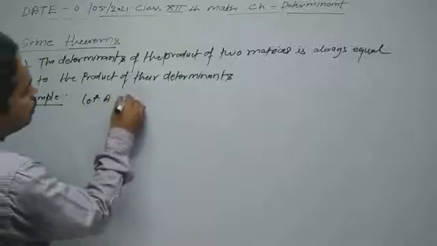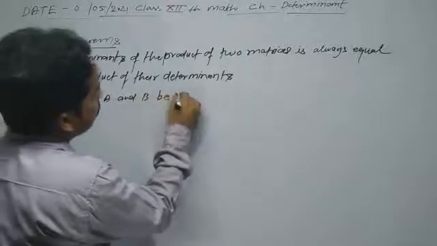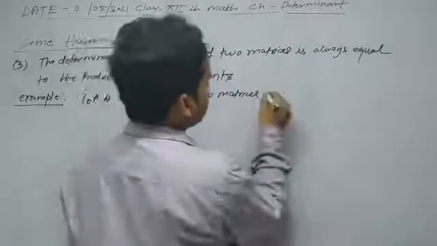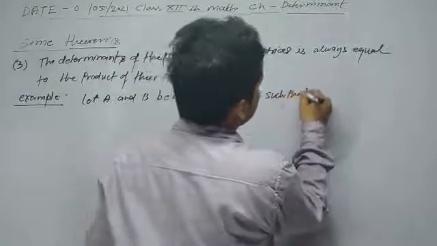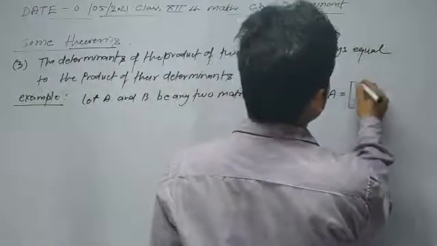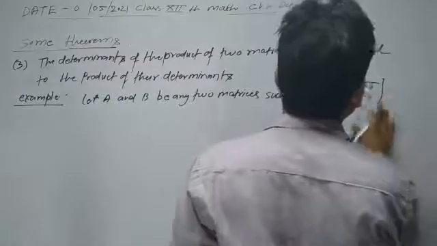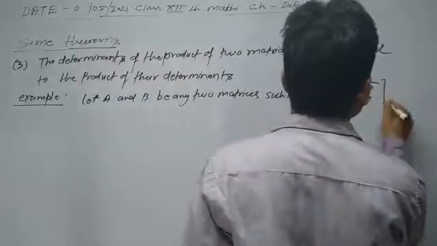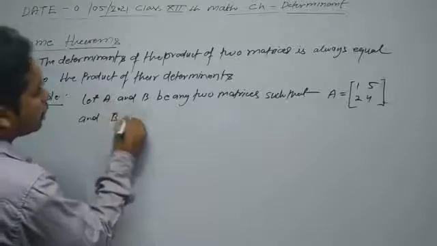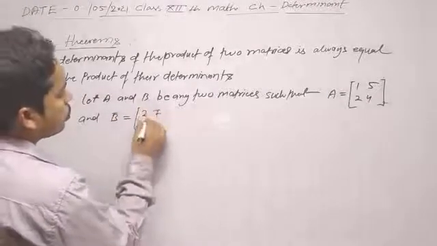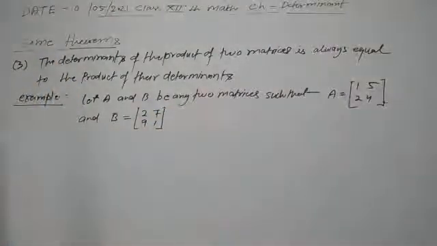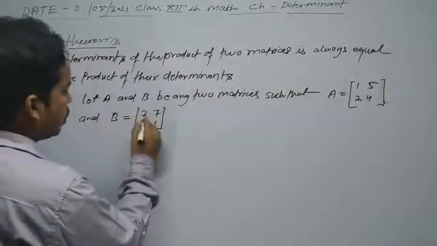Let capital A and capital B be any two matrices such that capital A is equal to 1 5 2 4 and capital B is equal to 2 7 3 1.